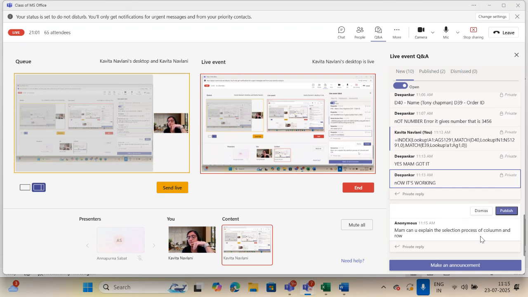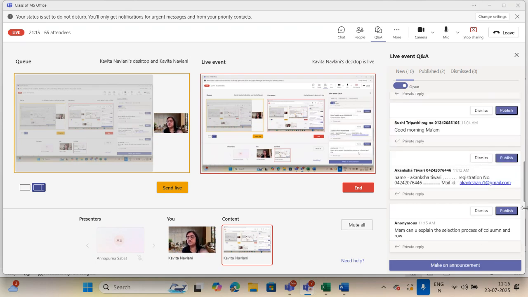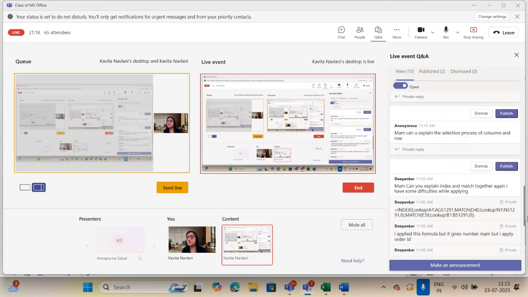The selection process of column and row, like the shortcut keys. See, first of all, you should edit your name, na? Because I'm not getting your name. So how can I give you the answer? Whose question is there? I cannot understand. The selection process in column and row. See, if you want to check the shortcut key, then to select the column, first just place the cursor and press Ctrl Shift down arrow key. To select the row, place the cursor and Ctrl Shift right arrow key. Okay.